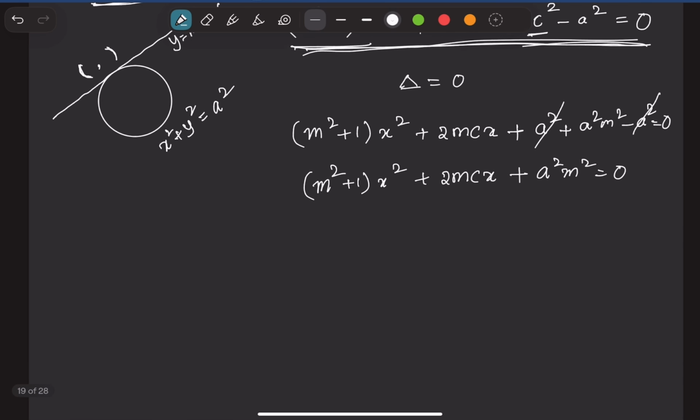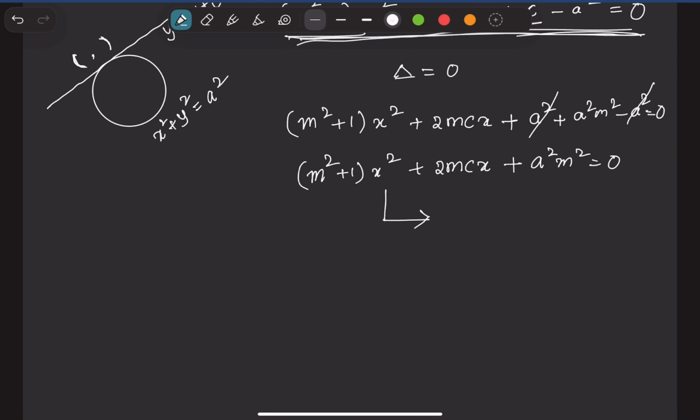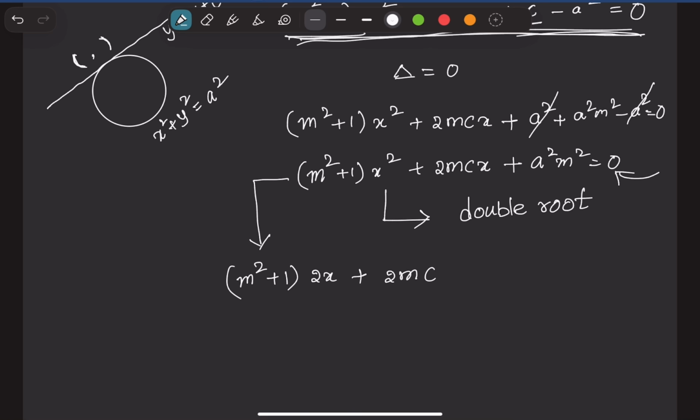So this is simply m square plus 1 x square plus 2mcx plus a square m square is equal to 0. Now this particular quadratic equation has a double root, which means the root of the derivative of this quadratic equation will be the root of this quadratic equation. So let us find the derivative. The derivative of m square plus 1 x square is 2 times m square plus 1 times x, plus 2mc, since the derivative of x is simply 1, and this should be equal to 0.